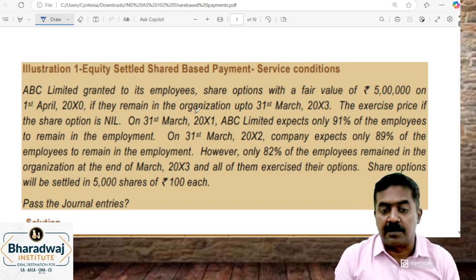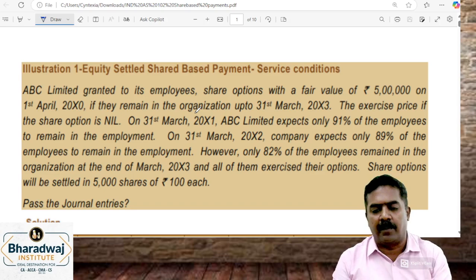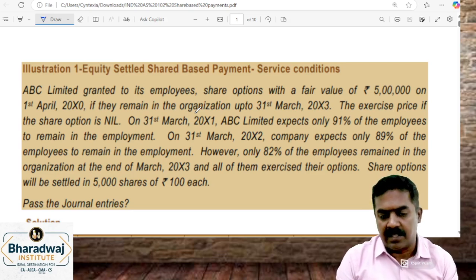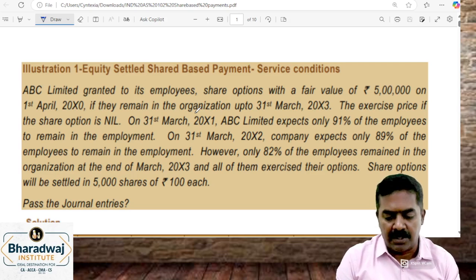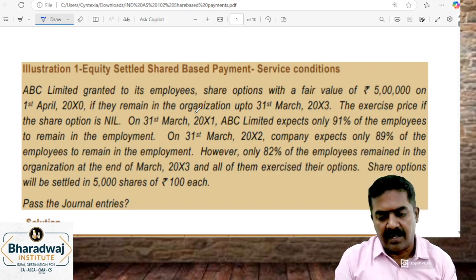The exercise price of the share option is nil. On 31st March 2021, the company expects only 91% of the employees will remain in employment. On 31st March 2022, the company expects only 89% of the employees to remain in employment. Only 82% of the employees remained on 31st March. Share options were settled at 5,000 shares of how much? 5,000 shares of 100 each.